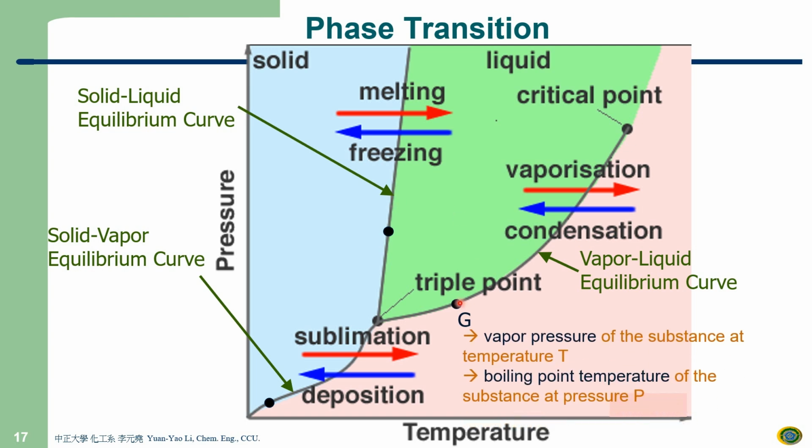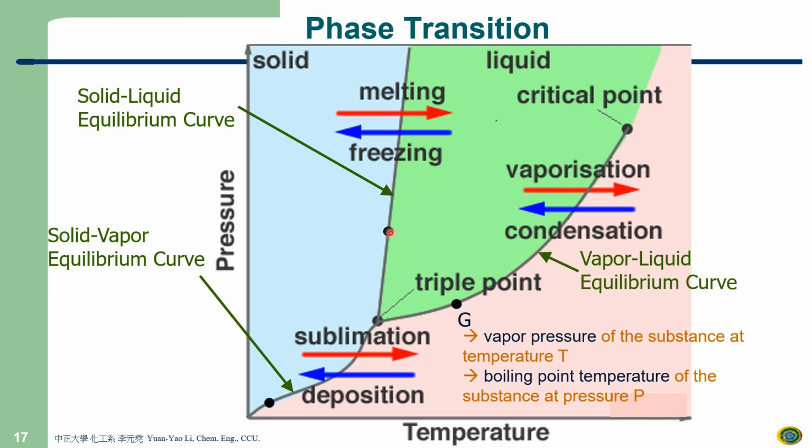How about this one? The G, if you have a point here, the G can be represented, if you talk about pressure, as the vapor pressure of the substance at temperature T. You can describe this G in this way. Or if you want to describe temperature, you can have the boiling point of the substance at a pressure P, right? So it depends on whether you want to describe temperature or pressure, okay?